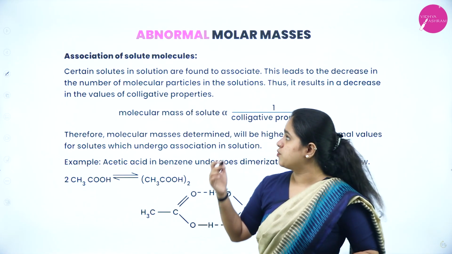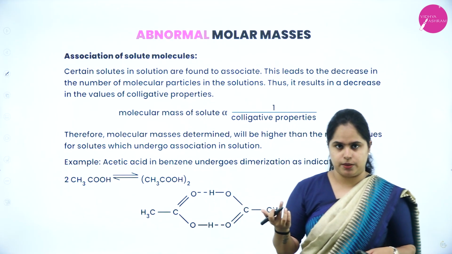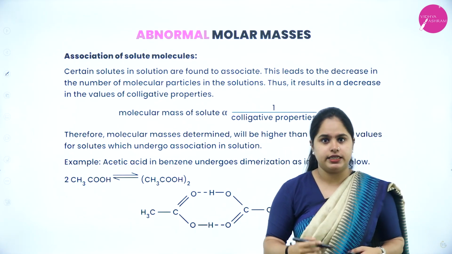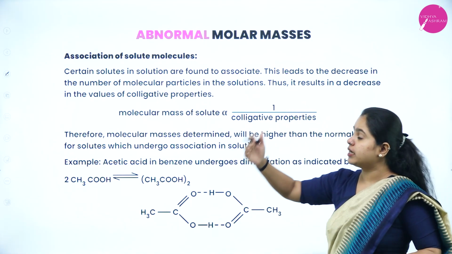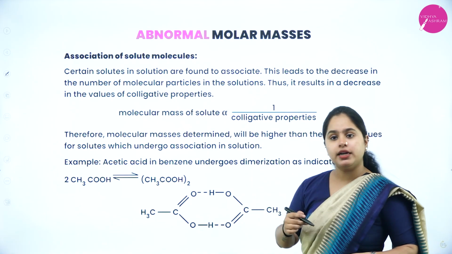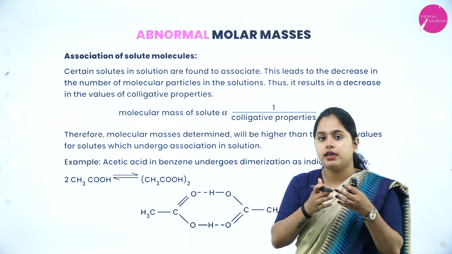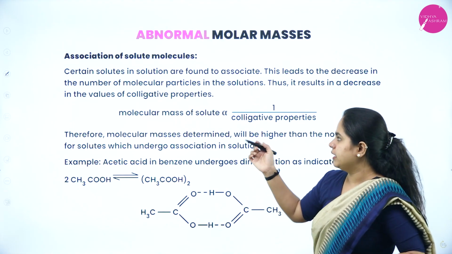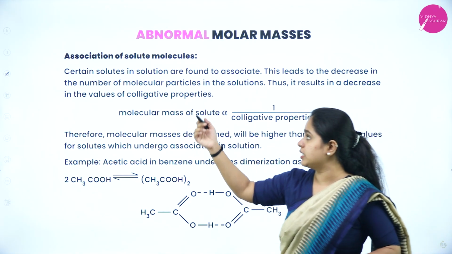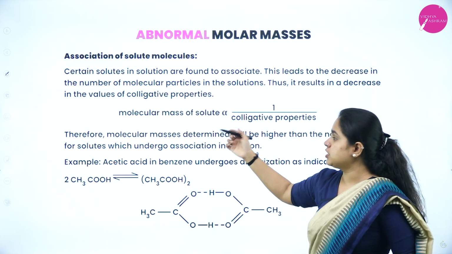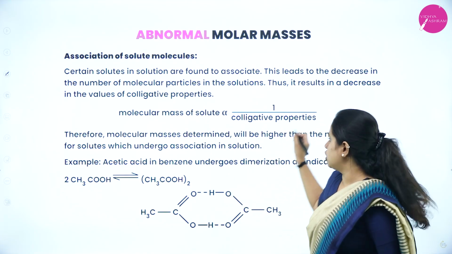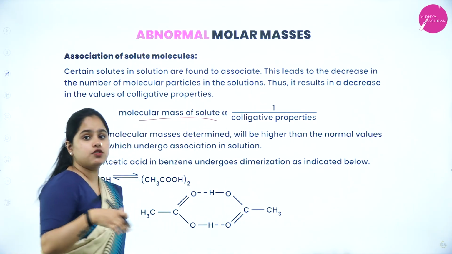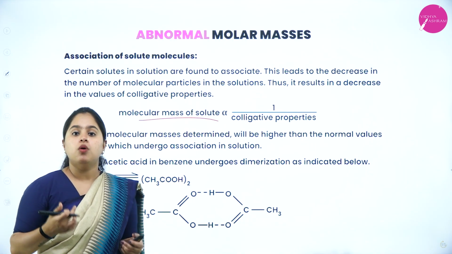So let's take the first case, when association of solute molecules is taking place. Certain solutes in solution are found to associate, and this leads to a decrease in the number of particles in the solution. If the number of particles is decreasing, the colligative property also decreases. Thus it results in a decrease in colligative properties. The mass of solute is inversely proportional to the colligative properties, so if the colligative property is decreasing, the molar mass of the solute increases.